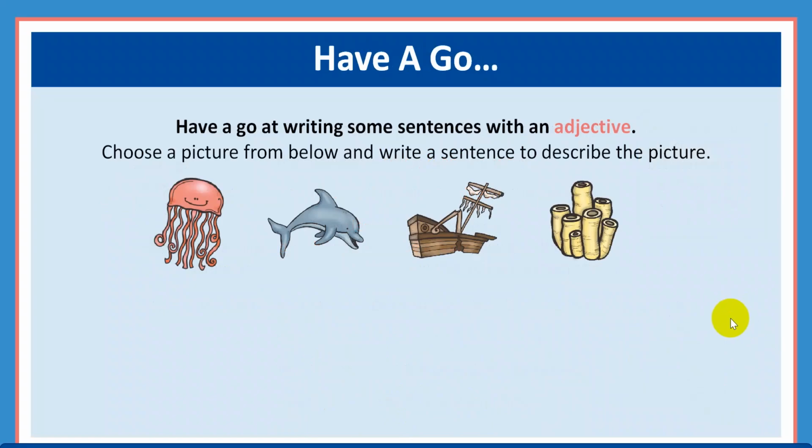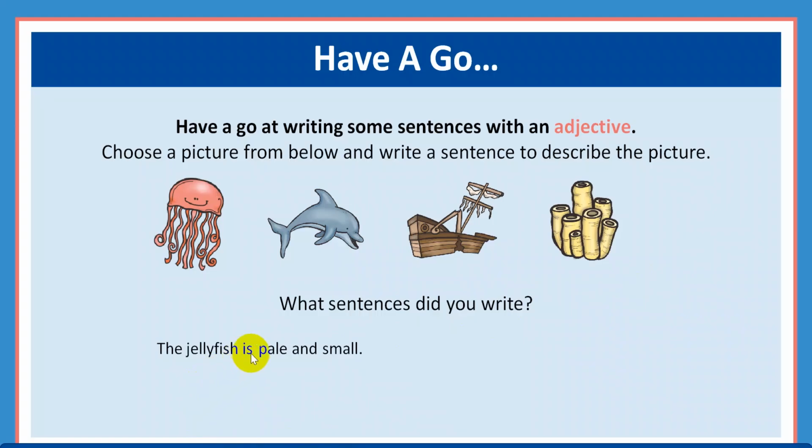Great. Have a go. Now you should have a go at writing some sentences with an adjective. Choose a picture from the ones below and write a sentence to describe each picture. What sentence did you write? The jellyfish is pale and small. About the first picture, the jellyfish. The jellyfish is the noun. The adjectives that I use to describe the jellyfish are pale and small.